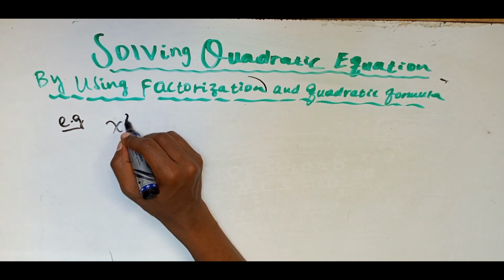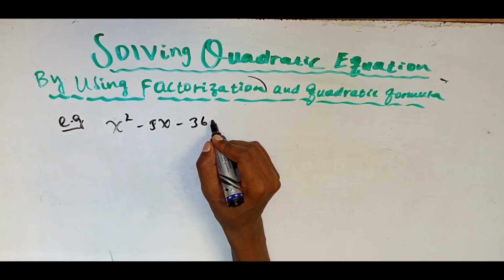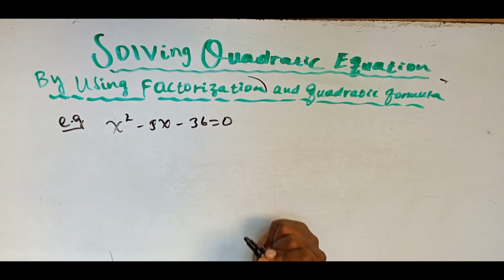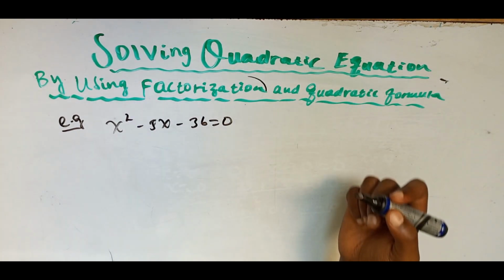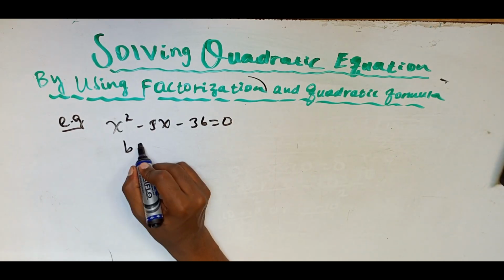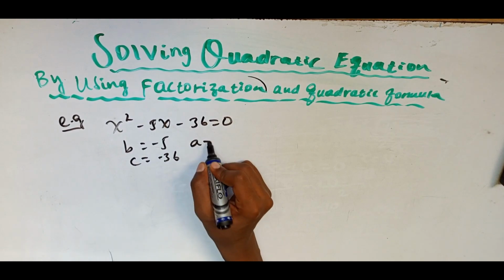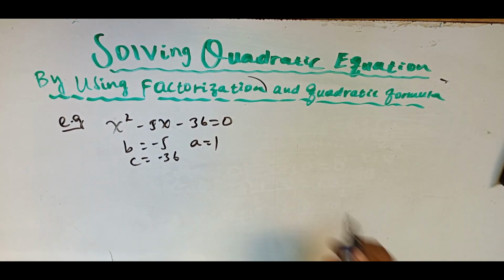So let me take another example. x to the power of 2 minus 5x minus 36 is equal to 0. If we want to solve this one, again, let me use the quadratic formula. From this, b is what? b is equal to minus 5, c is equal to minus 36, a is equal to 1. So let me substitute these values into the formula.